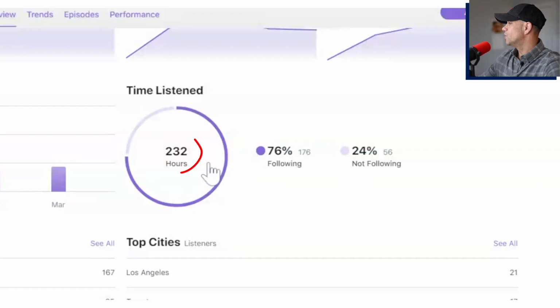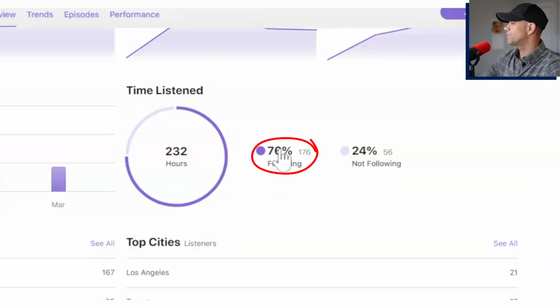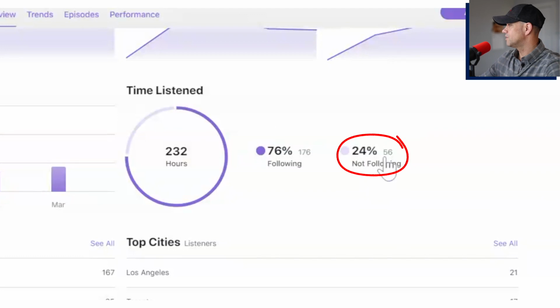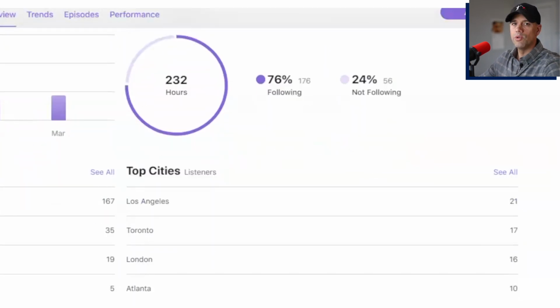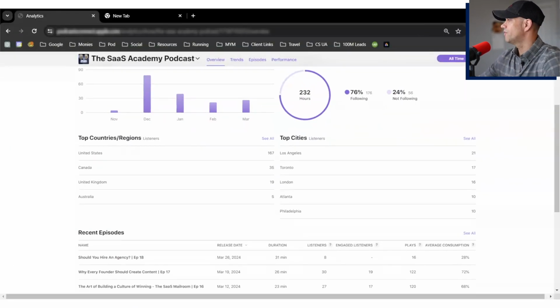Now, this is just Apple. This does not mean how many people are following or listening to the show as a whole. 232 hours, 76% of the people are people who are actively following the show, who press the plus sign on Apple and say, yeah, I'll add you to my podcast rotation. 24% are not. We could do better there. That means the word is not spreading enough, in my opinion. So let's get that bumped up a little bit.